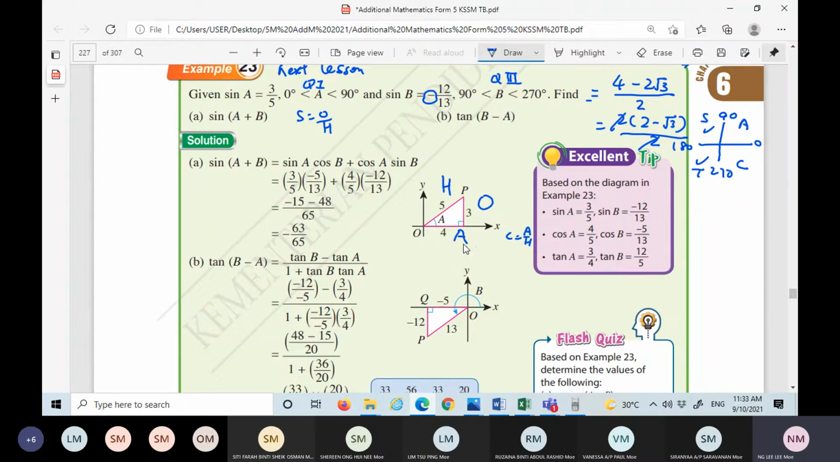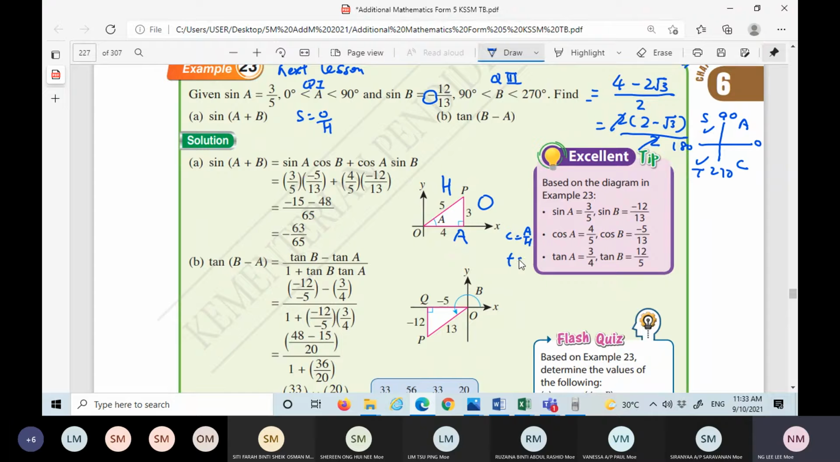A over H, so 4/5. Because A falls in the first quadrant, you see all the signs for sine, cos, tangent are positive. Okay, this one no problem, this one easy. Now we go to tangent A.